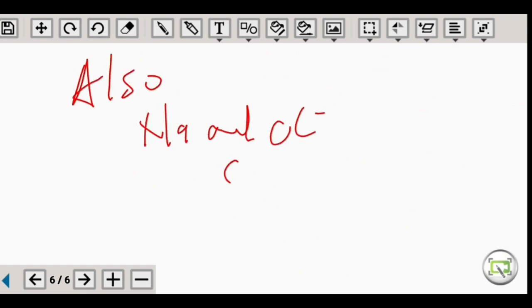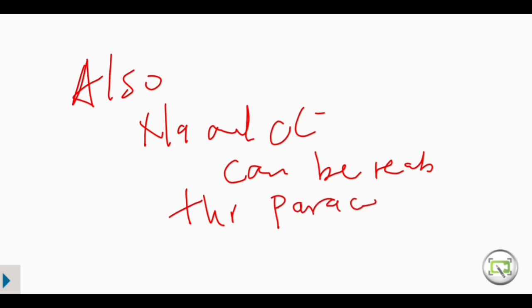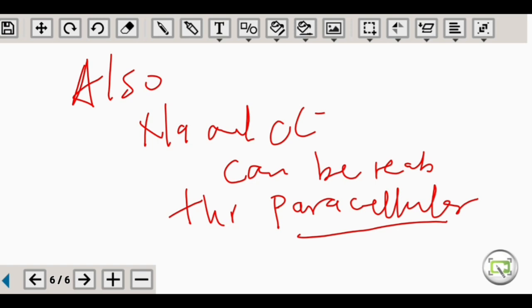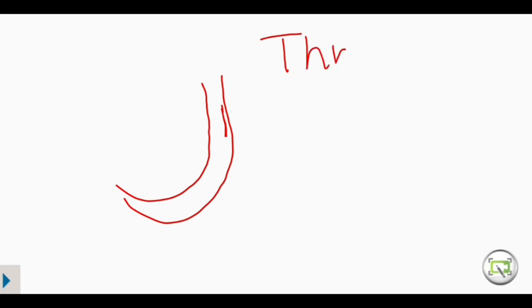Sodium and chloride can also use the paracellular process when being reabsorbed. This paracellular is when the substances are being reabsorbed using the space between the cells. So for paracellular, the substance doesn't need to use a channel. It just passes through the space that is between the cells.